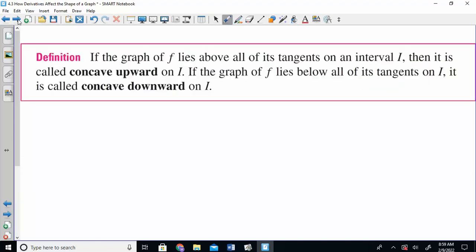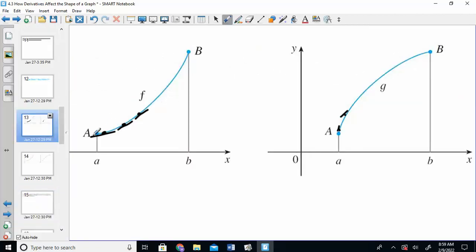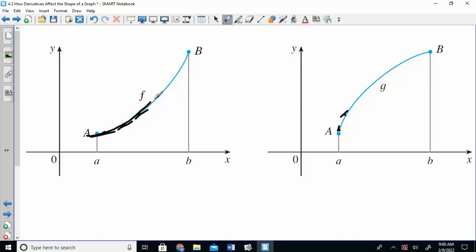It is showing us concavity, or the curvature of the graph. This original graph is what we call concave up. It's curving upward. Concave down is like this, where it's curving downward. Upward is like a bowl, it would hold something. Downward, it's turned upside down, so it's going to fall out.